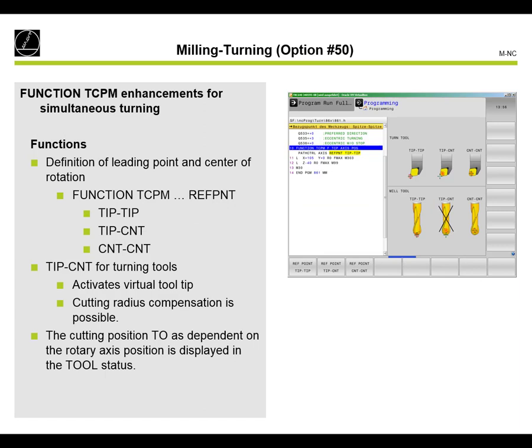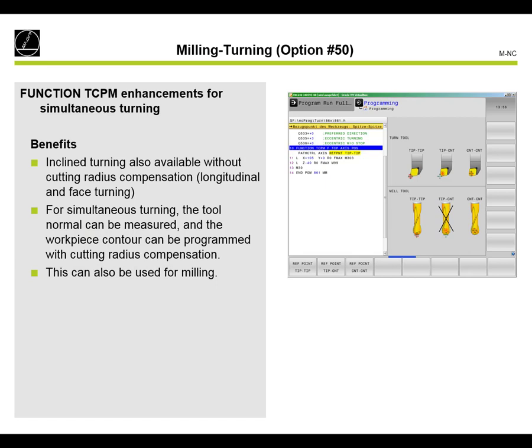Also a new function from TCPM. We have a new TCPM parameter, the reference point. This is especially for turning tools in the first place. The interesting thing there is the middle picture here, the tip and center. The tool is measured on the tip, on this point here, and the TCPM, the simultaneous turning, goes around the center of the cutting insert. This is very important for simultaneous turning. For this function, you measure your tool as a normal tool with orientation 1, with the ZL here and the XL here, with a normal cutting radius. Then you just activate the tip center with TCPM, and you get the result you want in simultaneous turning.